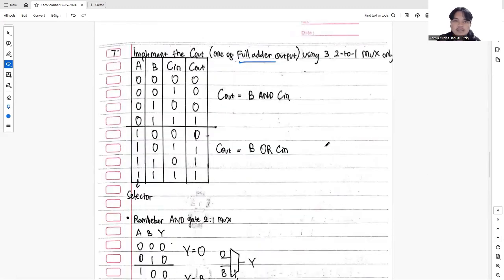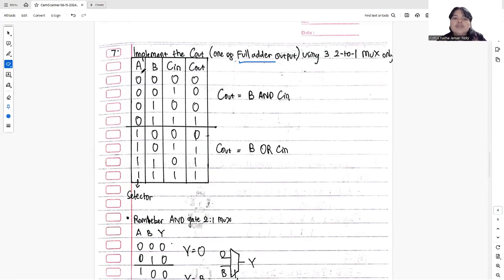Now, let's get back to question number 7. We have to implement the cout, one of the full adder output, using 4-to-1 multiplexer only. First, we have to make the truth table, but in this truth table, we put only one output, that is cout. We don't use the sum because in the problem, the context is using only the cout. Okay, done with the truth table.